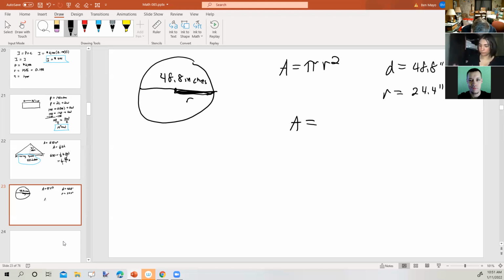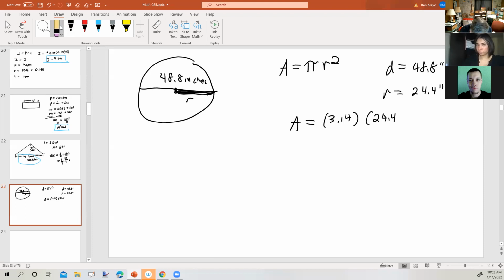The area would be pi, and we can use 3.14, or I don't know what calculator you're using, but let's see here. This particular calculator has a pi button. It's the fourth one down right about there. I don't know if you can see it, but you can either use 3.14 or, if your calculator has a pi button, use that. So then this is going to be what?